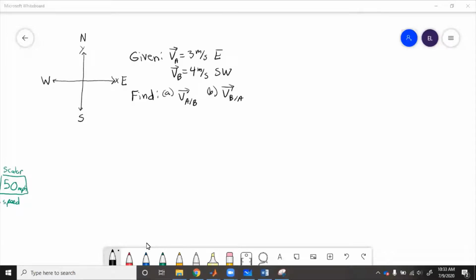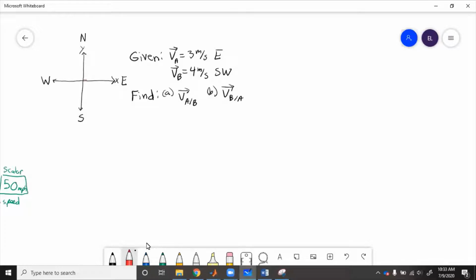We're given Alex walks east at 3 meters per second, and Bob walks southwest at 4 meters per second. And we want to find the relative velocities, Alex with respect to Bob, Bob with respect to Alice. So first, we draw these.